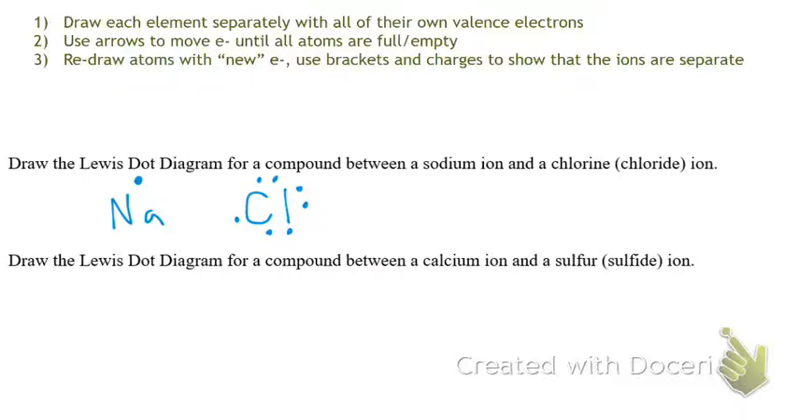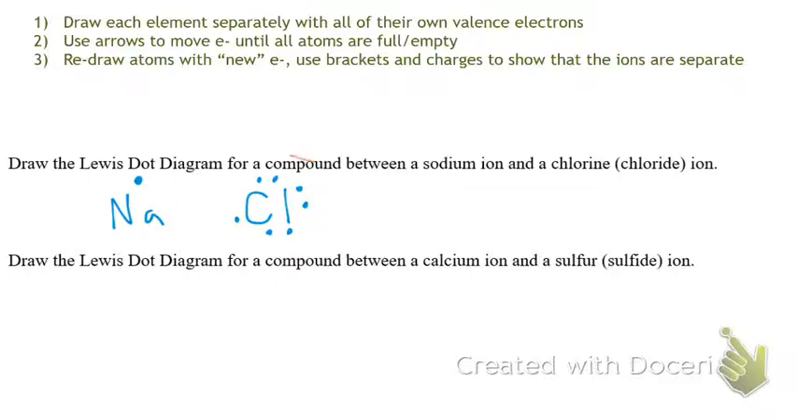This isn't the normal way I might draw chlorine, but these are each of our elements separately. Now it says to use arrows to move electrons until all atoms are full or empty. So I'm not actually going to redraw any dots. I'm going to draw arrows, and I'm going to use those arrows to move electrons so that all of my atoms are either full or empty.